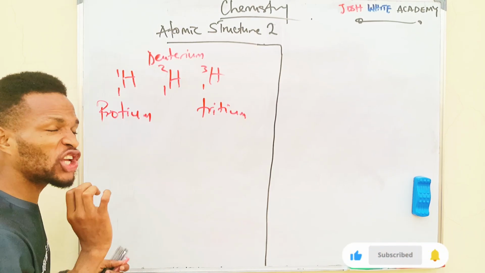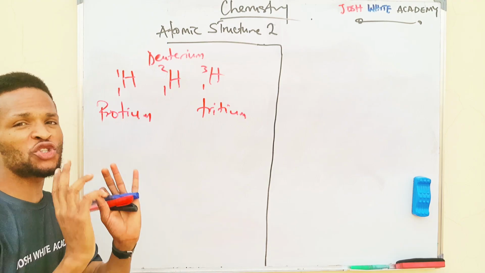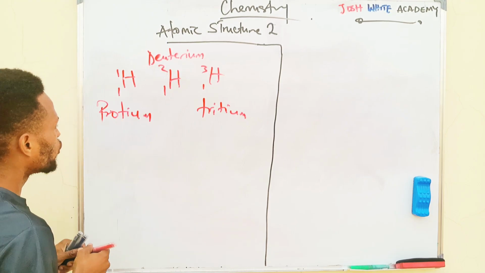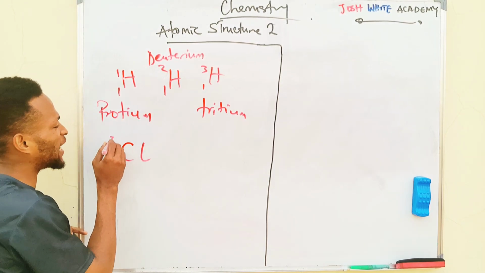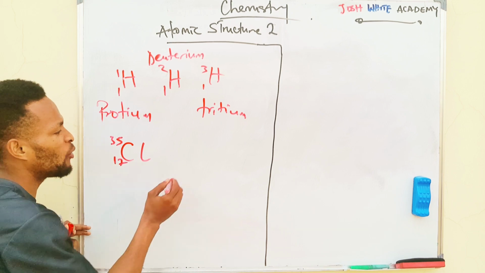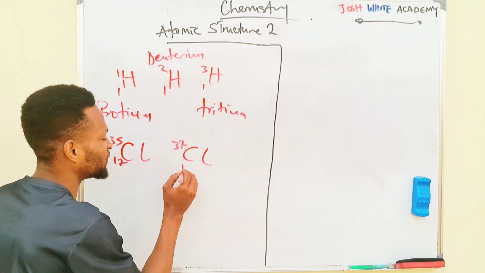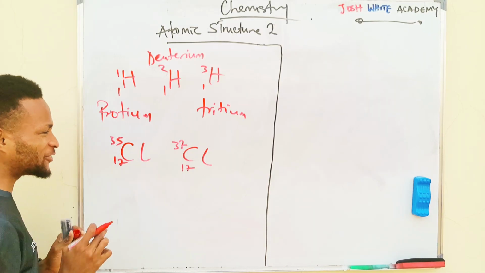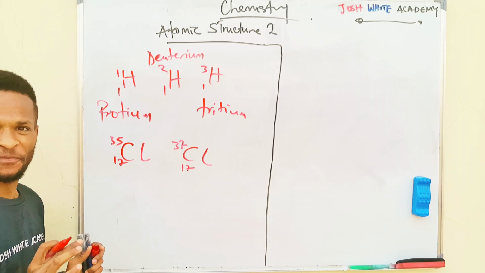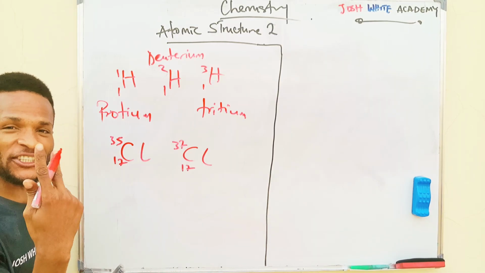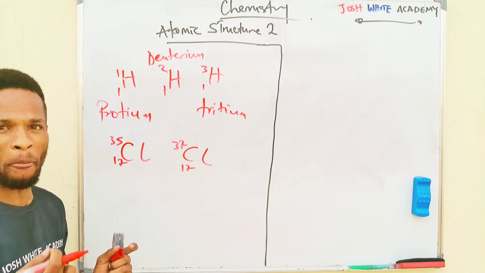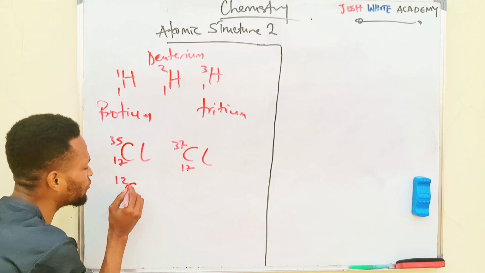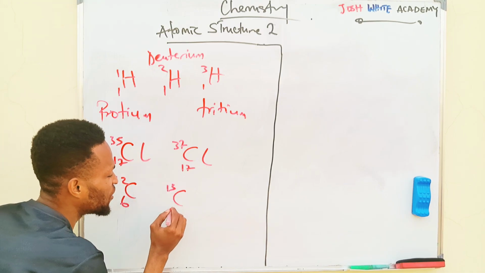So, another example is chlorine. Chlorine exists in 2 isotopes. We have chlorine 35 and we have chlorine 37. The same atomic number, but their mass number differs. Even carbon exists in 2 isotopic forms. We have carbon 12 and we have carbon 13.